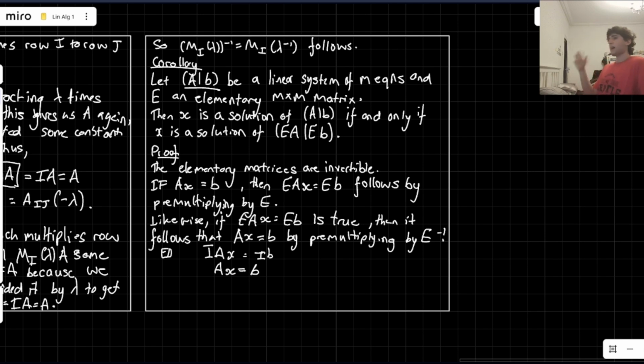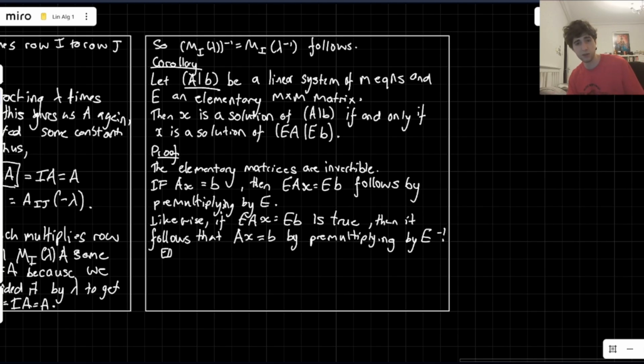Evidently, that critically hasn't changed the vector x, which is our solution vector. So ultimately, it hasn't changed the solutions to our system. Right, so there we go. That is that proof, and that's pretty much the video.